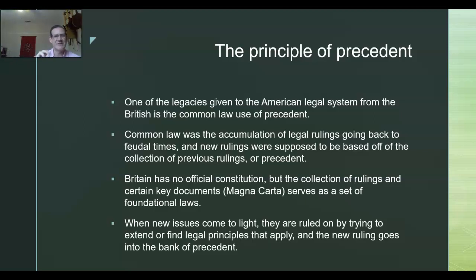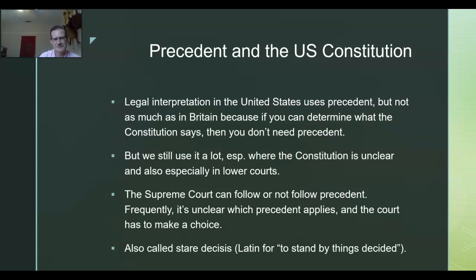After the Glorious Revolution, which I talked about in my presidential lecture, a Bill of Rights was passed. King's not going to do certain things; individuals have these certain rights, that kind of stuff. But there's no single document in Britain. And so when new issues come to light, they are ruled on by trying to extend or find legal principles that apply, and then the new ruling goes into the bank of precedent. So, little new things come up. The law hasn't made a ruling on this specific way that this happened. Okay, now we're going to have to look at it. And we'll do some examples at the end of class.